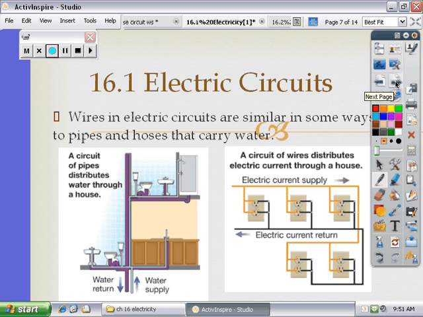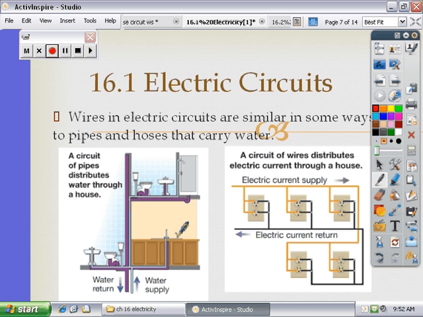Wires in electric circuits are similar in some ways to pipes and hoses that carry water. Think about how the water comes into your house. It comes to your sink, your toilet, your kitchen sink, your shower. But it doesn't go out the same way it came in. It has to go out the drain. That would be kind of gross, cross-contamination. So it's one-way paths. You have a water supply coming in and a water return of the dirty water going out. It goes and gets cleaned, comes back.